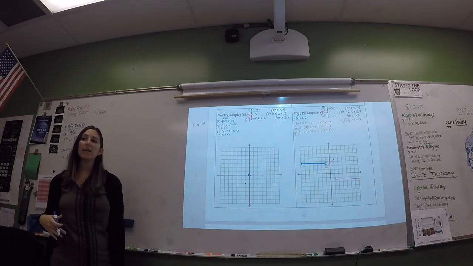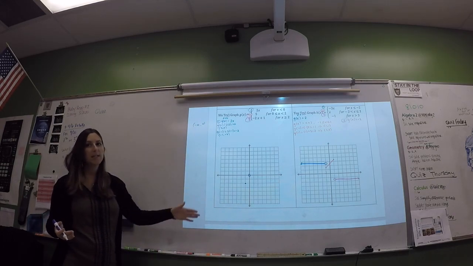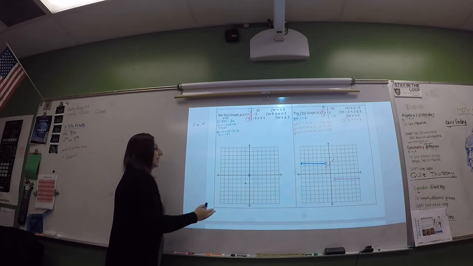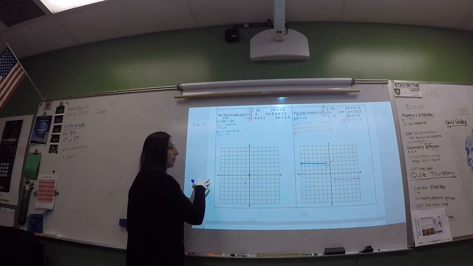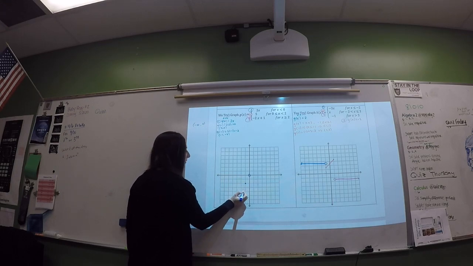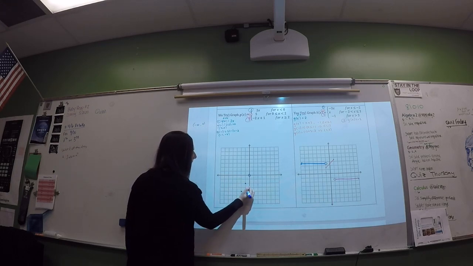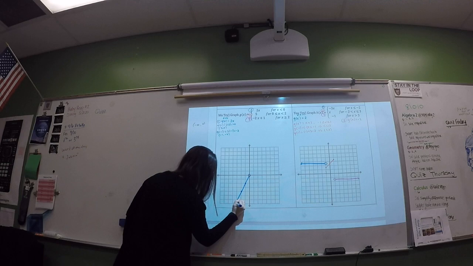The rest of the line is going to continue to the left here, because it's going to continue for values of x that are smaller than 0. So like -2, and so on. This is our line.